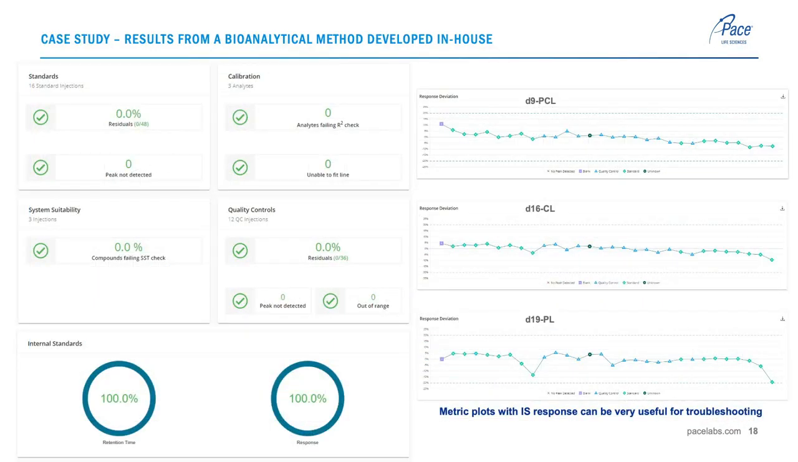Here are some metrics from the process data. No outliers were identified across all the standards and QCs. Shown on the right is the internal standard response deviation across the sequence. These metrics simplify troubleshooting any issues that one may come across during the data analysis.